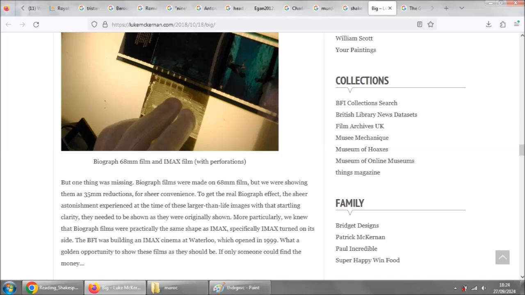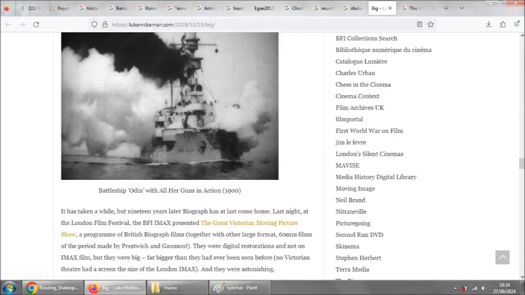So now they're having problems with the films. Yes, so they're saying we knew that Biograph films were particularly the same shape as IMAX, especially IMAX turned on its side. So there's a problem. They had to modify the films and everything to recreate it so that people could watch these Shakespeare things in the IMAX production. So now you could read this yourself.